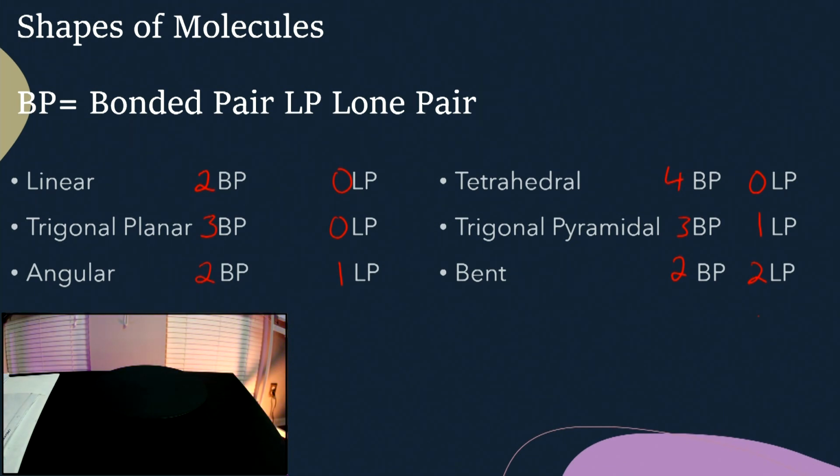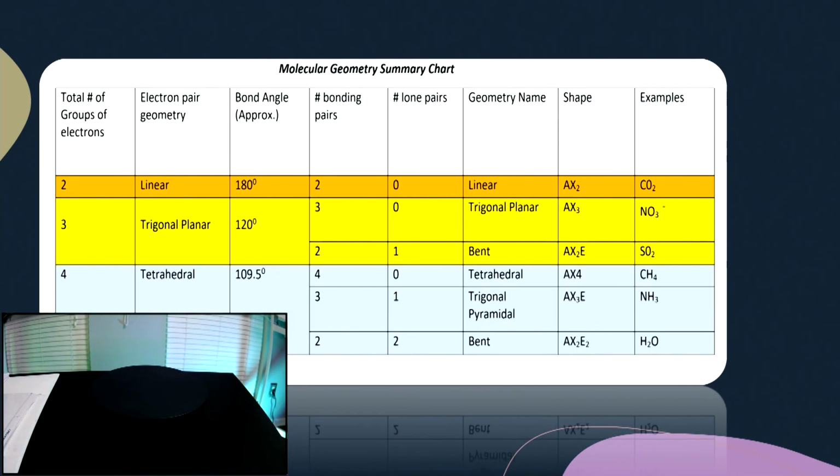So make sure that you are able to identify the bonding pairs of electrons and the lone pairs of electrons, so that from that you can determine what is the molecular geometry of a molecule. And notice that if there are 0 lone pairs, the molecular geometry and the electron domain geometry will be the same. So here is a summary chart for you. This is also available in the materials section of this course.